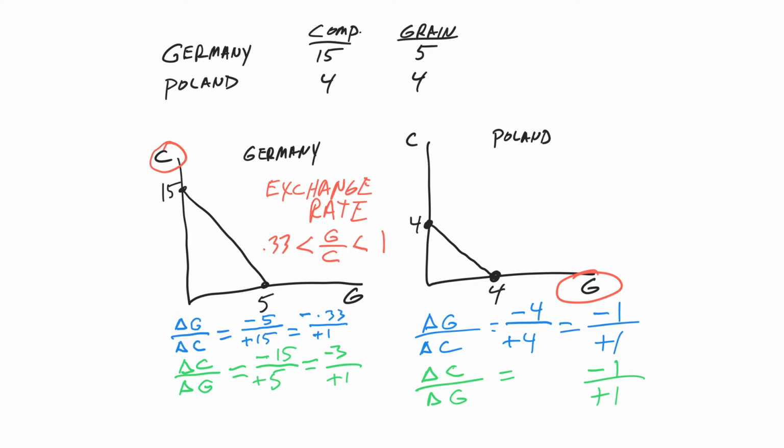And then Germany, if they produce grain, 1 unit of grain there costs them 3 computers. So as long as they can buy grain for less than 3 computers, they're better off. So the exchange rate for grain, let me write it out here. Exchange rate for grain, which would be C over G, 1 unit of grain. 1 unit of grain will cost how much to be traded for how many computers?